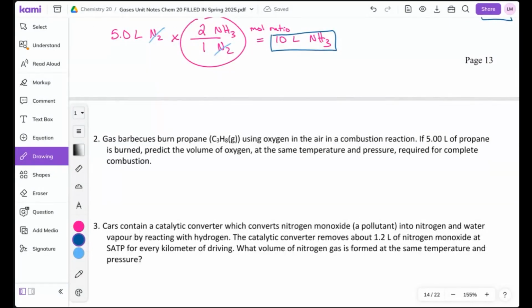Alright, next example. Gas barbecues burn propane, which is C3H8 gas, using oxygen in the air in a combustion reaction. If 5 liters of propane is burned, predict the volume of oxygen at the same temperature and pressure required for complete combustion. So same temperature and pressure, that part's just saying that you can use the mole ratio in order to convert the amount of propane to the amount of oxygen.